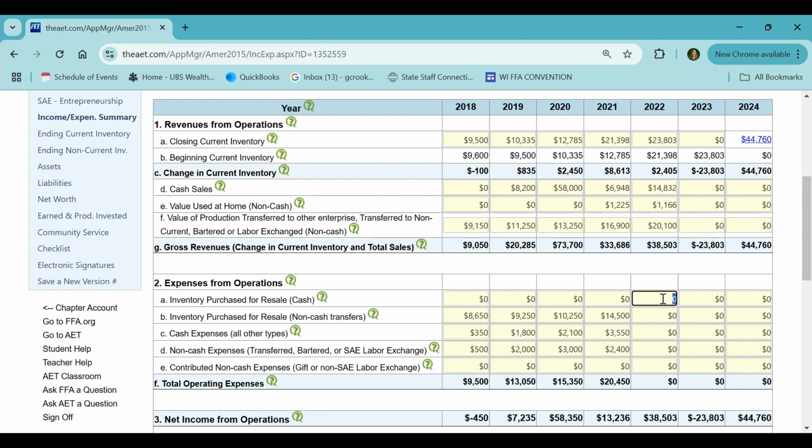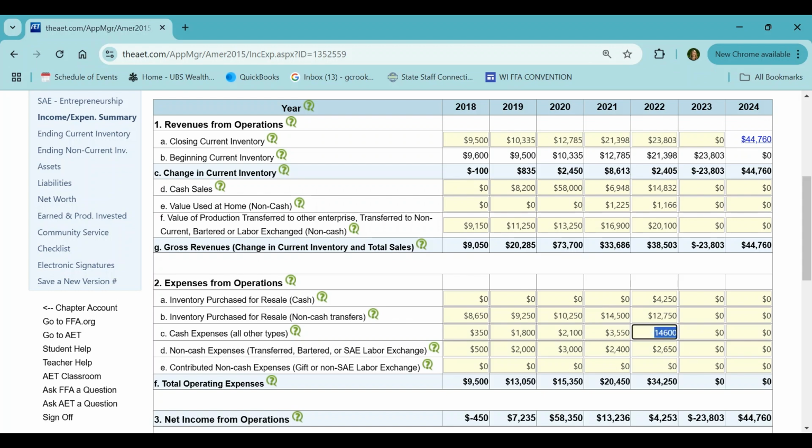Okay, so they did purchase inventory, their own inventory this year. So they have $4,250 that they spent their money on from their SAE project to buy animals for resale. And then their inventory that they purchased for resale that they bartered for was $12,750. They also invested some cash in their project, $14,600. And then 2D is bartered again, and that's $2,650.